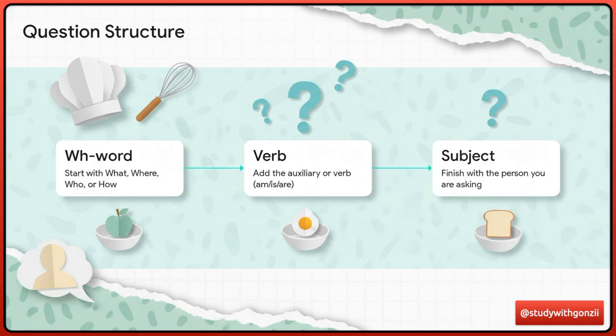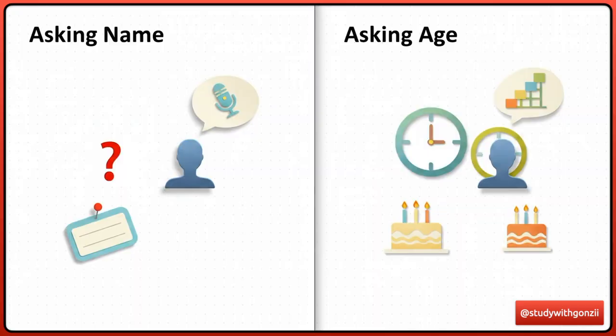Think of building a question like a really simple 3-step recipe. Step 1, start with a W word, like what, where, who, or how. Step 2, add your auxiliary or verb, like is or are. And step 3, finish it off with the subject, the person you're actually asking about. Just follow the recipe, 1, 2, 3. Let's see this recipe in action with a couple of the most common questions you'll ever use.